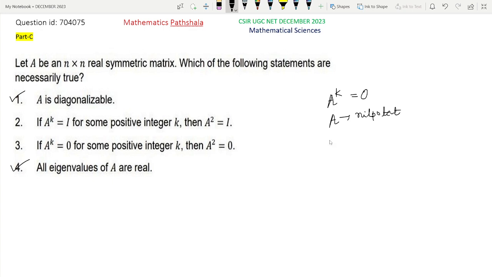So surely the characteristic polynomial of A, we denote it chi A of x, will be x to the power n because A is an n by n matrix. Now consider the minimal polynomial of A. So the minimal polynomial must be x to the power something because only 0 is the eigenvalue. So x to the power what? This is the question. x to the power what?